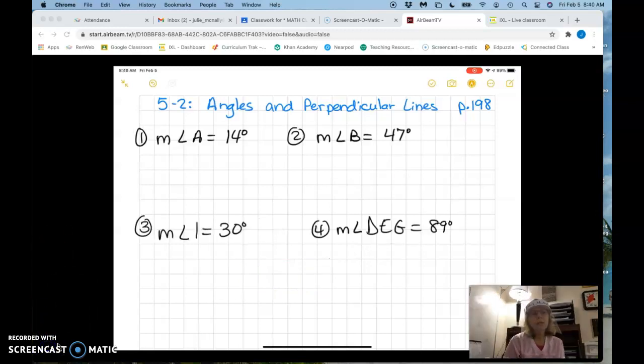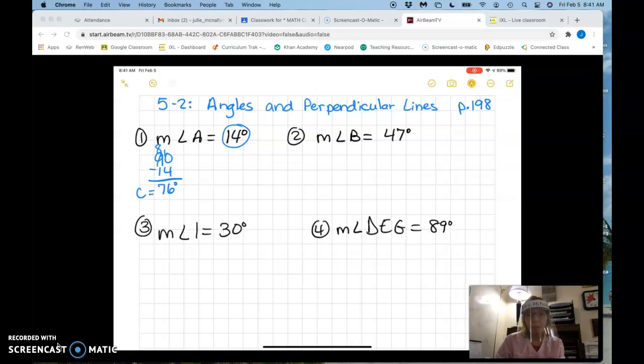So on this section, it says, name the complement and the supplement of each angle. Complementary means they equal how many degrees? 90. So to find the complement of this angle that's 14 degrees, I'm just going to subtract it from 90. So 76. The complement, we'll call it the C, is 76 degrees.